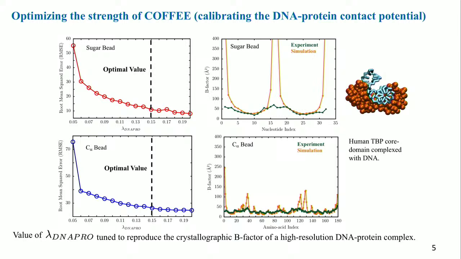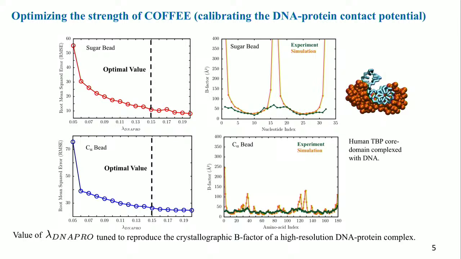And we tried to vary the strength of this lambda DNA-pro. Then we computed the root mean square error between the B factors that are reported in the X-ray structure and the B factors we estimated from simulations. And as you can see, if we plot the root mean square error for different values of this lambda DNA-pro, the optimal value turns out to be around 0.5, and beyond that we do not see really any change in the observations.